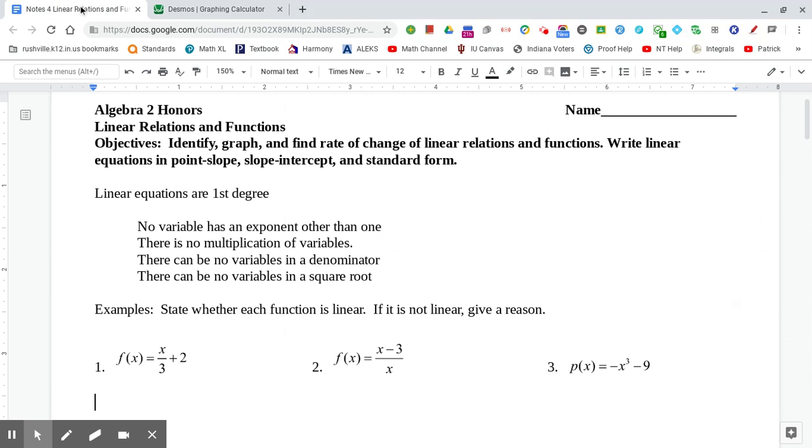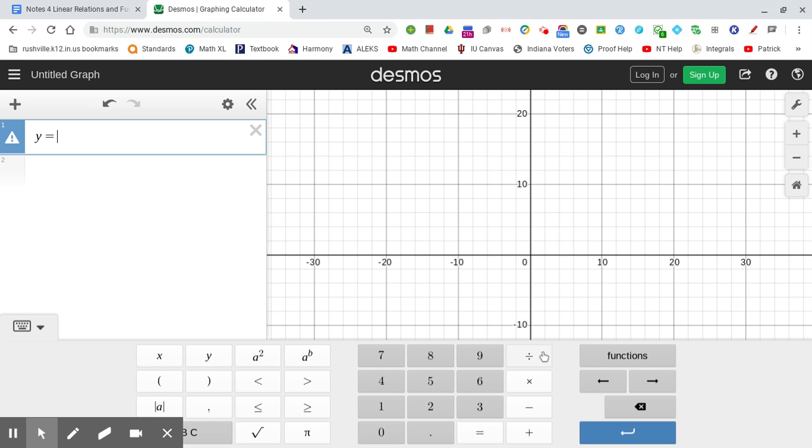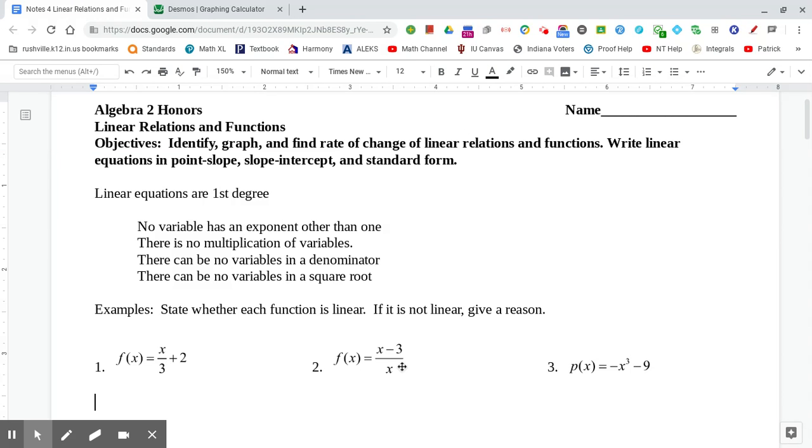And the last rule was we can't have any variables under a square root. So y equals square root of x. Again, the graph is not linear. So what we could do is graph each one of these to determine whether or not it is linear, or we can just see, are we breaking any of these rules? And if so, the graph's not linear. If we aren't, then we do have a linear function.